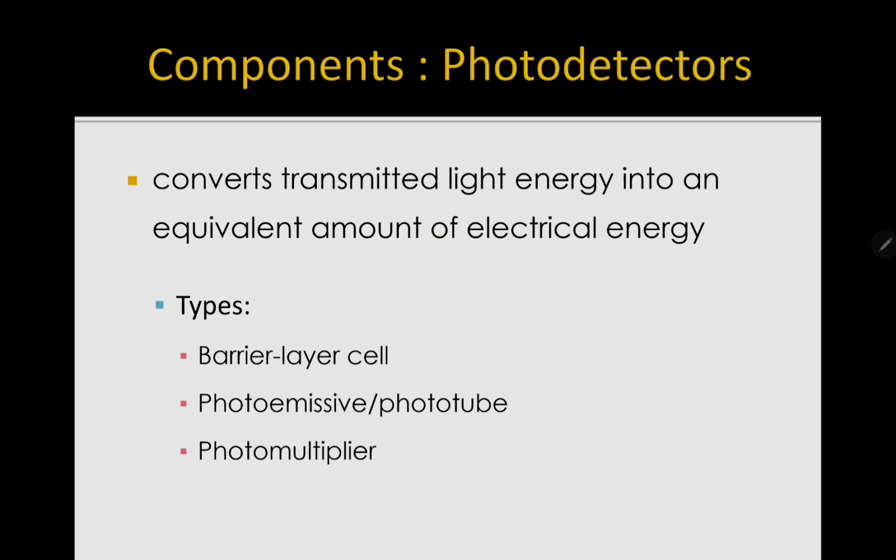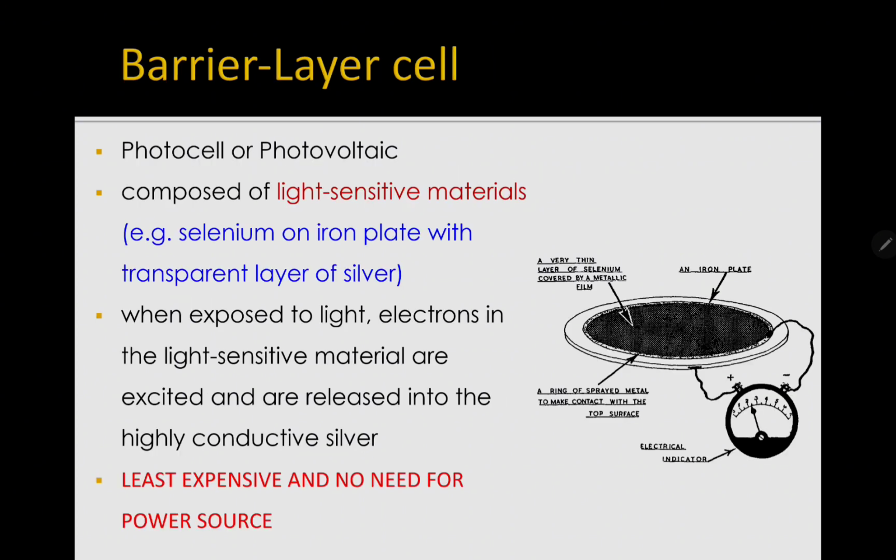We have different types of photodetectors: the barrier layer cell, photoemissive or the phototube, as well as the photomultiplier. We're going to discuss them one by one. Your barrier layer cell, or photocell, or photovoltaic, is composed of light sensitive materials, for example selenium or iron plate with a transparent layer of silver. When exposed to light, electrons in the light sensitive material are excited and released into the highly conductive silver. The excess light will make the electrons excited. Based on this definition, you can see that this is very plain and simple. That's why it is least expensive and needs no power source. This is the simplest form of a photodetector.